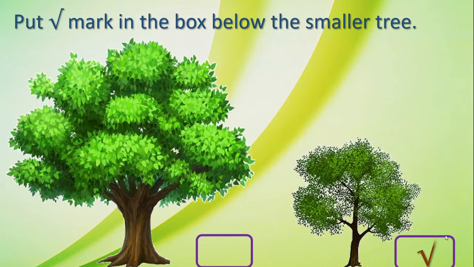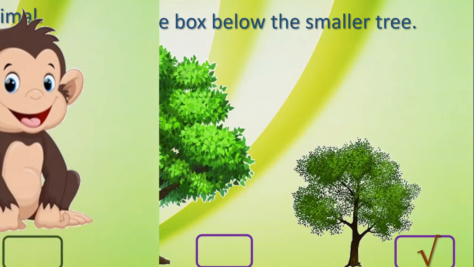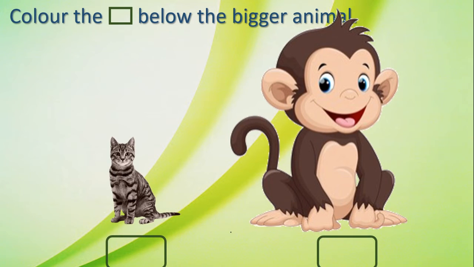Correct? Yes, correct. Got this, children? I hope you understood about the meaning of small and big. Right? See the next one. Your pets. Correct? You like cat also, you like monkey also, isn't it?